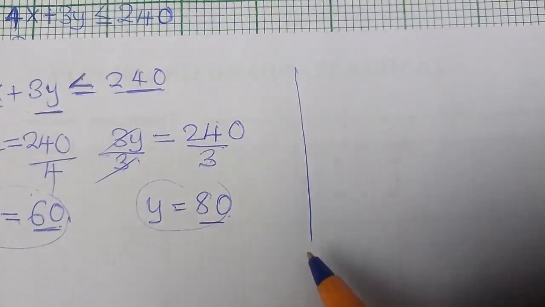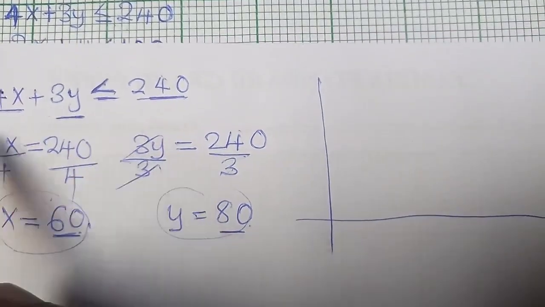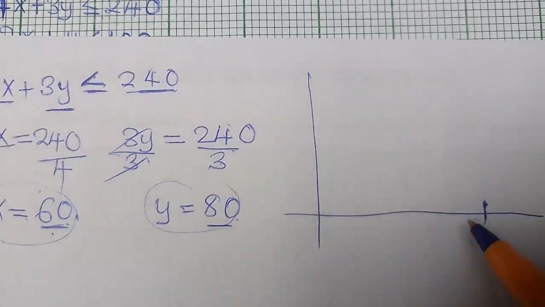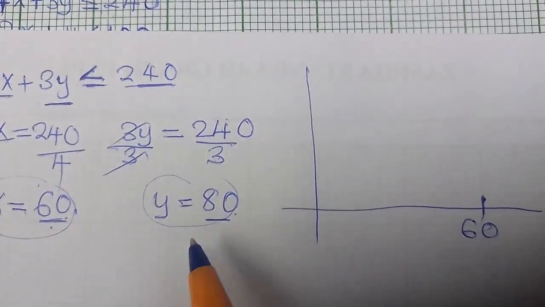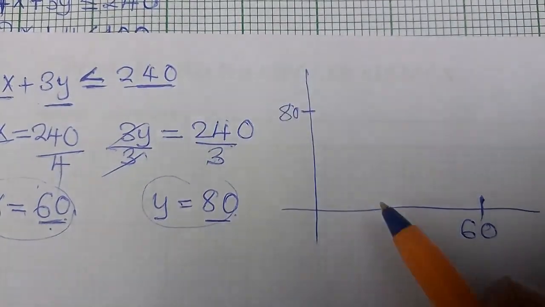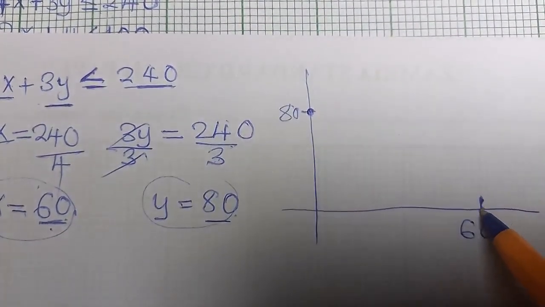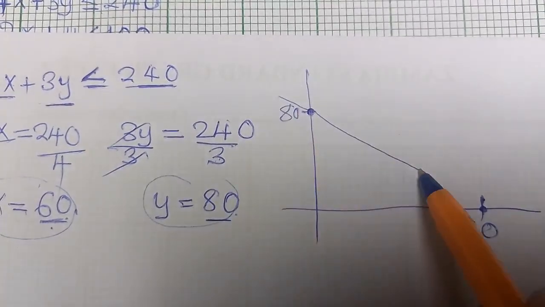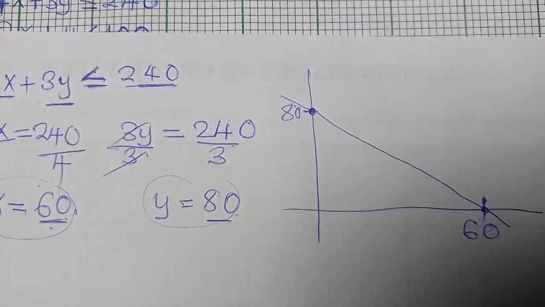Maybe you're not able to see what I'm doing on the graph. This is my graph. So plotting this inequality here, I get x is 60. So I go where x is 60. Then where y is 8, I go there like this. So at y 8 I put a dot there, at x 60 I put a dot there. Then I join these two like this. Have you seen? This is what I'm going to do on the graph.